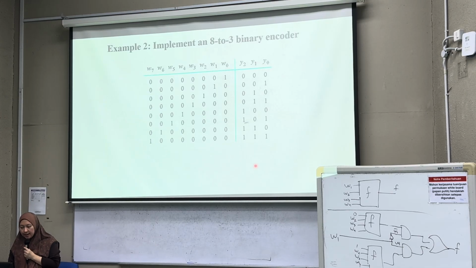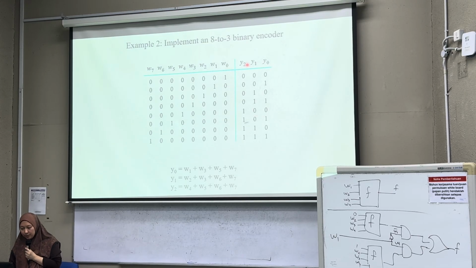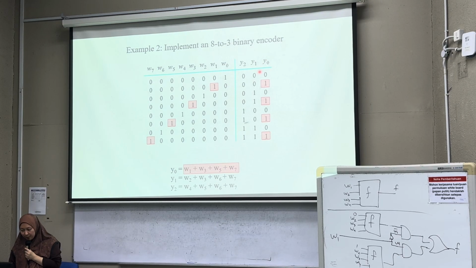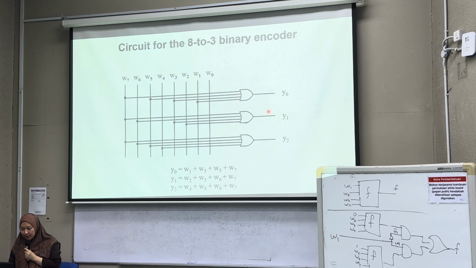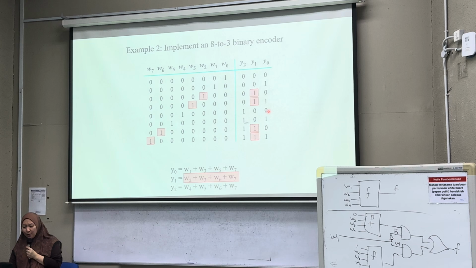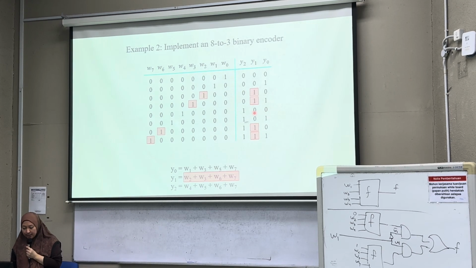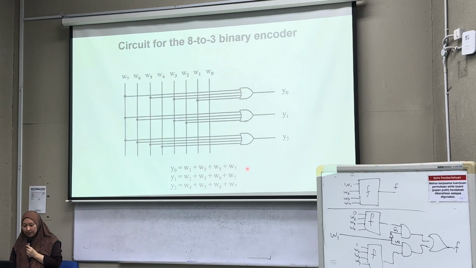Next, implement an 8 to 3 binary encoder. Okay. So 8 bits input to a 3 output. So here you get your SOP for Y0, Y1, and Y2. From there, you can get your circuit. Okay. You've done this before, I believe. This exercise is about how to draw a circuit from the truth table, get your SOP expressions as this, and thus you can get your circuit.